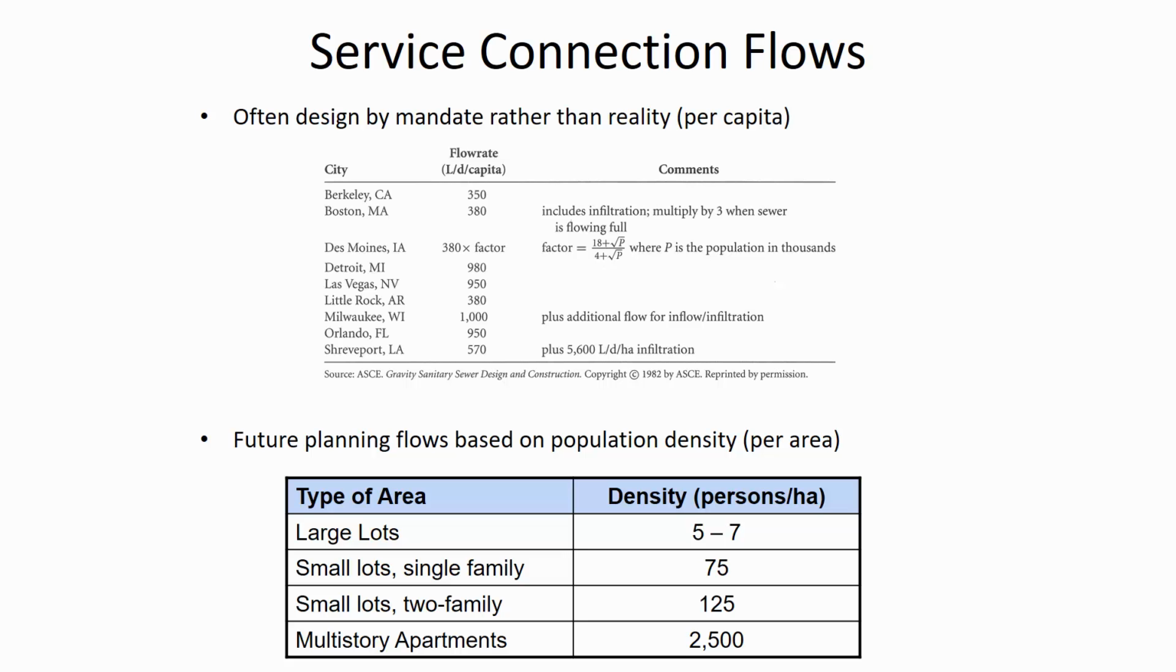You know, where you have multi-story apartments, really congested living conditions like in an urban area, then you could have up to 2,500 people per hectare and even more. In fact, I think in Hong Kong they have up to 10,000 people per hectare.